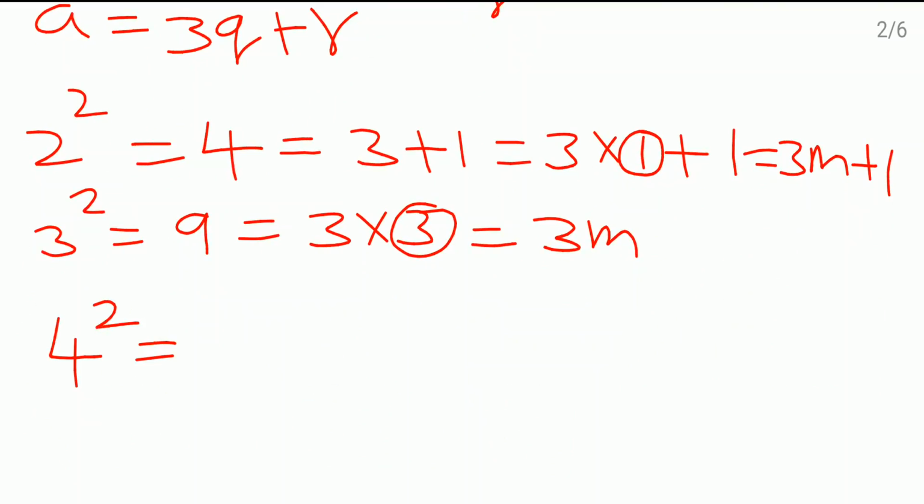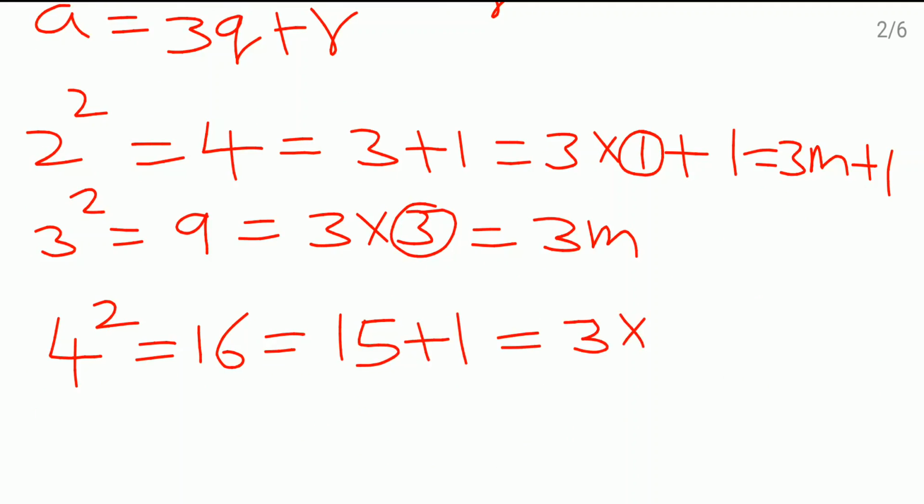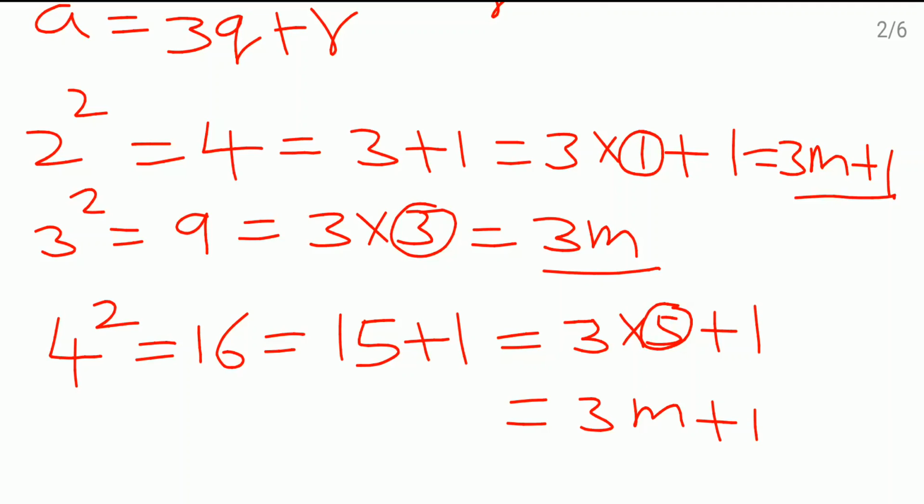4 square which is equal to 16. 16 means what? 15 plus 1. 15 means what? 3 into 5 plus 1. Look at this, 5 is some another integer. So the format will become what? 3m plus 1. Now make the square of any number, then its format will become 3m plus 1 or 3m. And we are going to show this only. Okay, let us see the answer now.